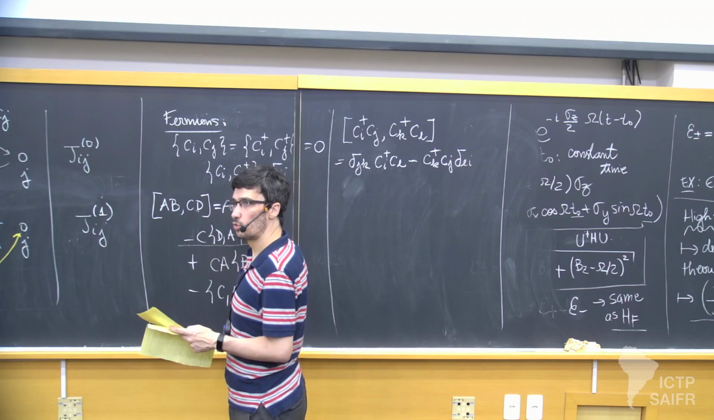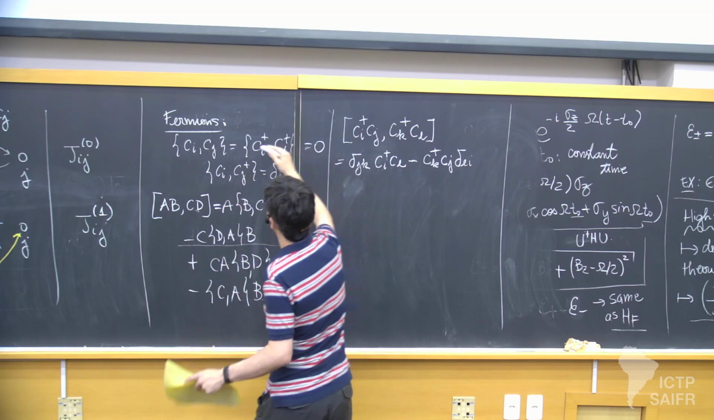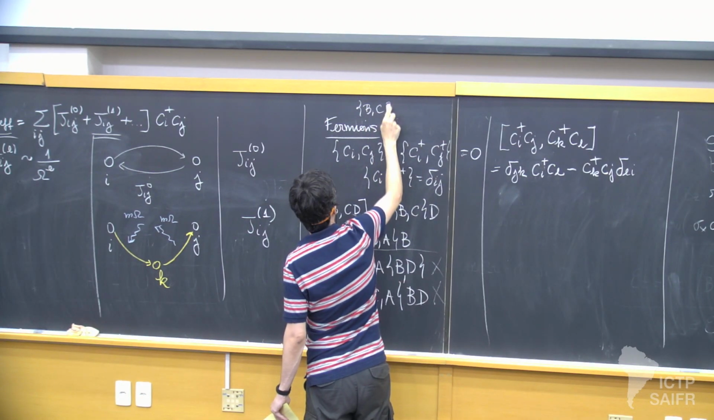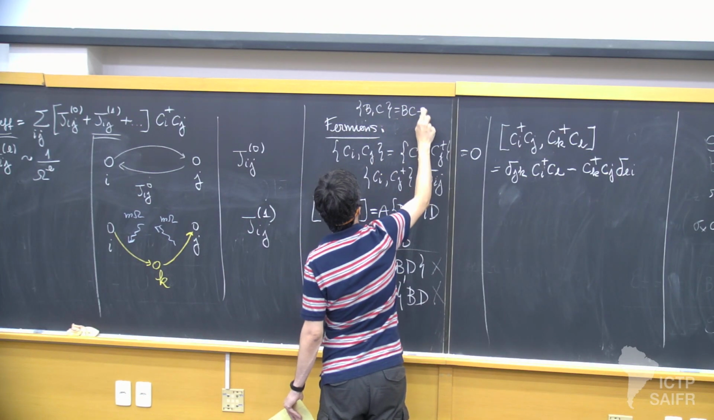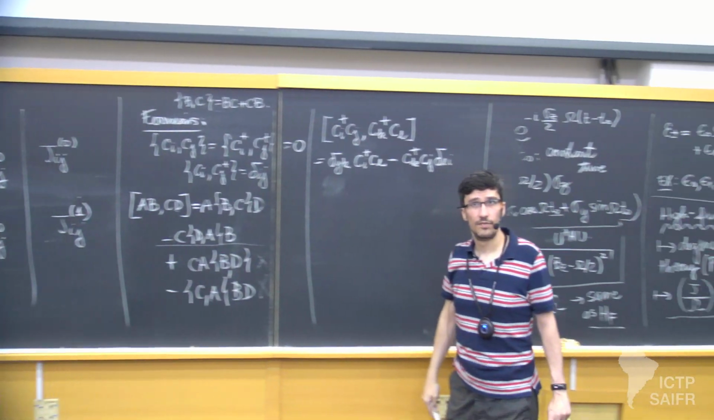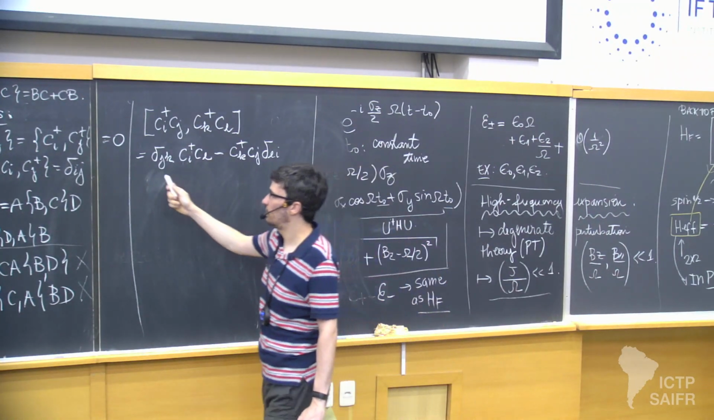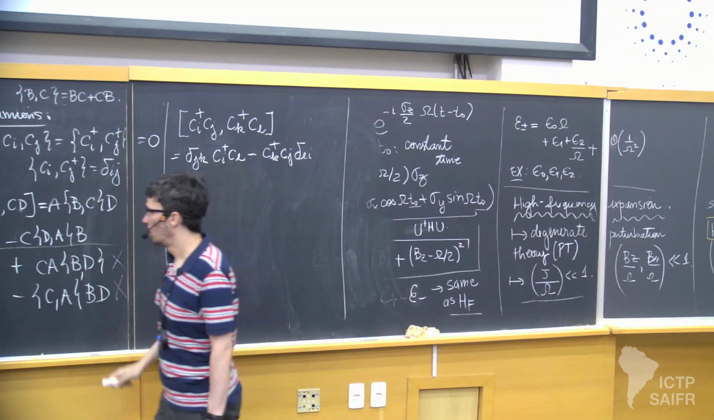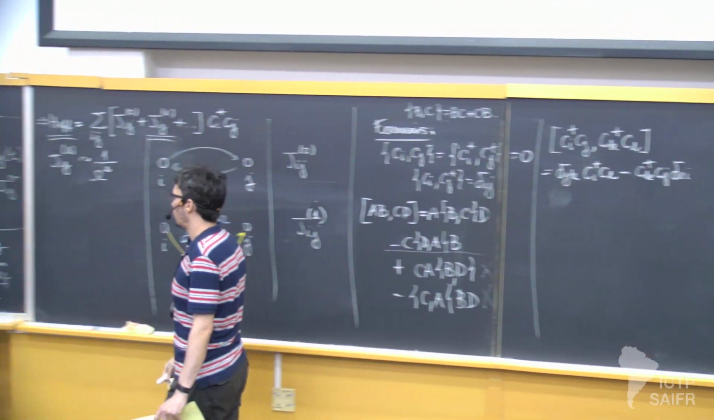This is an anti-commutator. Just to define it, the anti-commutator of B and C, or any two objects, is BC plus CB. This is an anti-commutator. Okay, this is a notation. Fermions anti-commute, so we define this object here. Okay, it's just to give you some way of doing it.